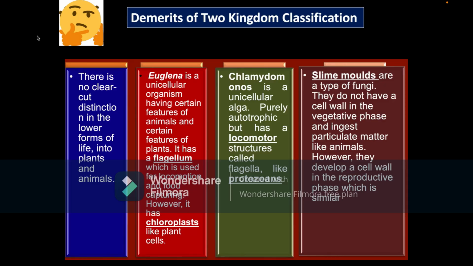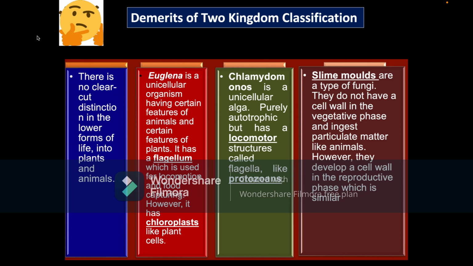There were a number of demerits of the two-kingdom classification, as it did not differentiate between eukaryotes and prokaryotes, unicellular and multicellular organisms, photosynthetic, that is green algae, and non-photosynthetic like fungal organisms. That's why the classification of organisms into plants and animals was though simple, but a large number of organisms did not fit into either category. As a result, the long-used two-kingdom classification was found to be inadequate.